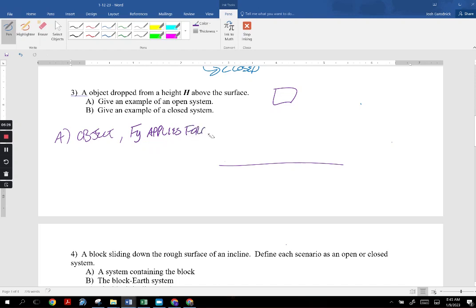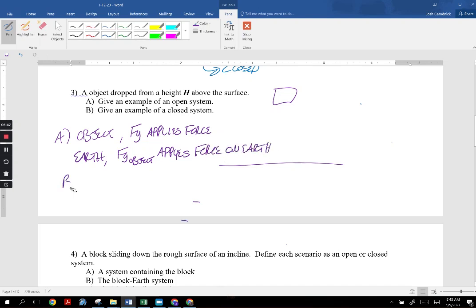Another example of an open system is Earth, since the force of gravity caused by that little object applies a force on Earth. I know it's small, but it does. It's true. And if you want, that's it.